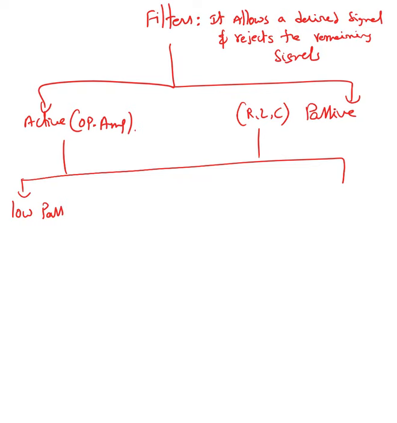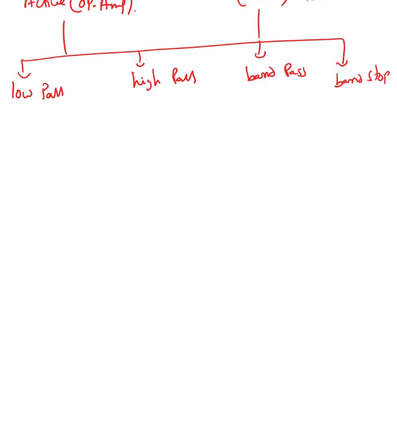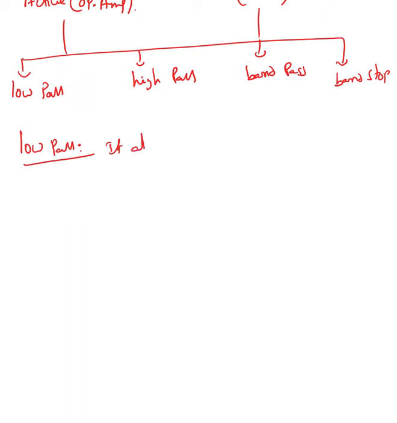In this class we never talked about operational amplifiers, so I'm going to talk only about passive filters. The types are low pass, high pass, band pass, and band stop. Those are the four different types of filters. I'm going to talk about the low pass filter. It allows only low frequency signals.